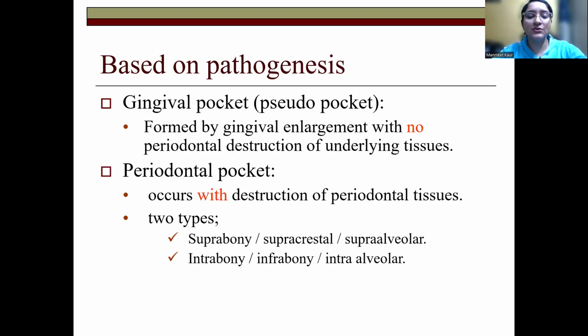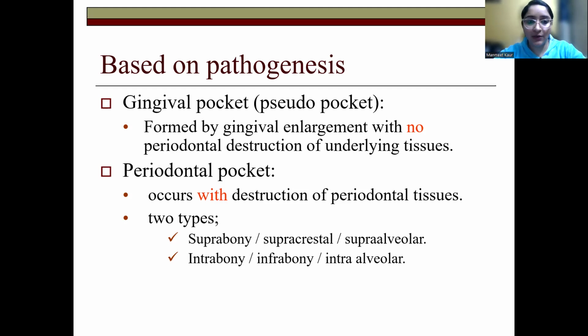Now, this was based on the pathogenesis. We have the gingival pocket and we have the periodontal pocket. The gingival pocket is a pseudo pocket. It is formed by gingival enlargement with no destruction of the underlying periodontal tissues. No periodontal structure is destroyed in the case of a gingival pocket. This is just because of the coronal movement of the gingiva.